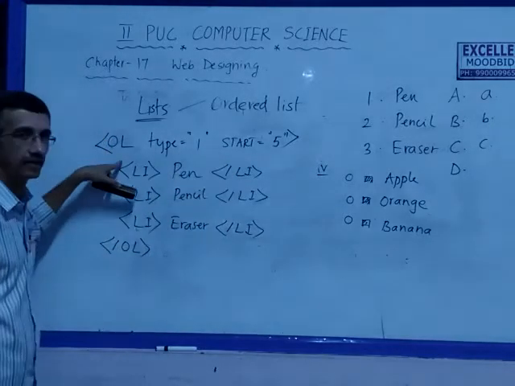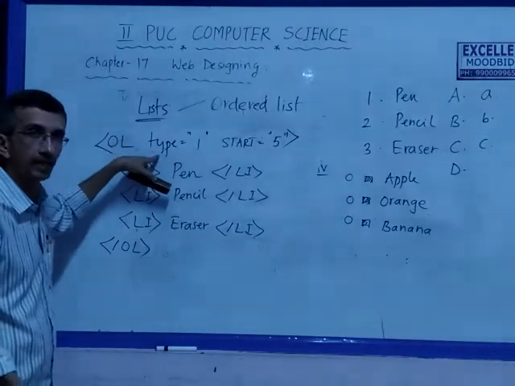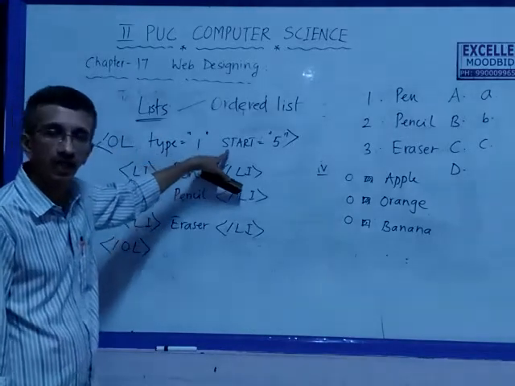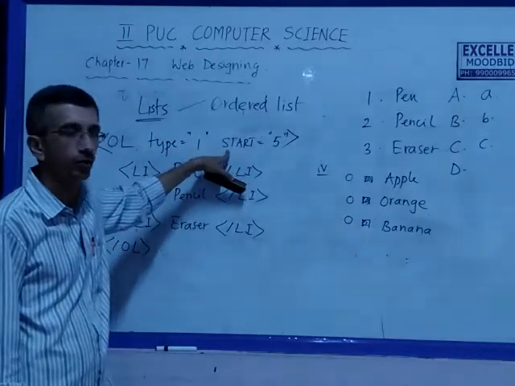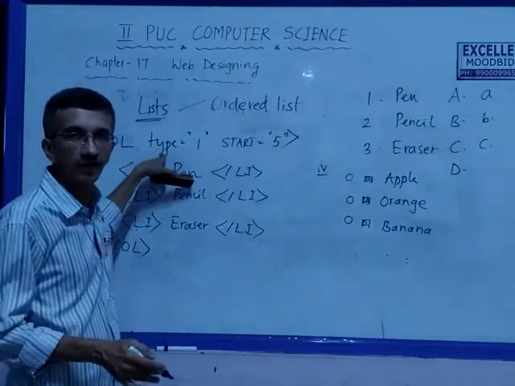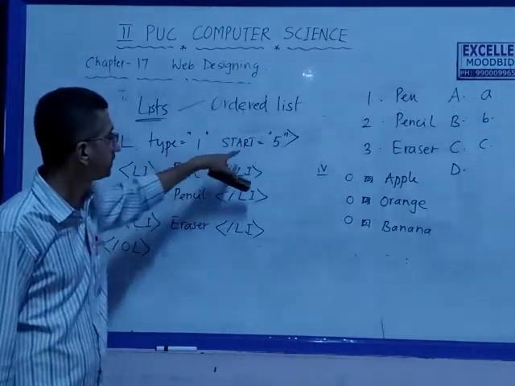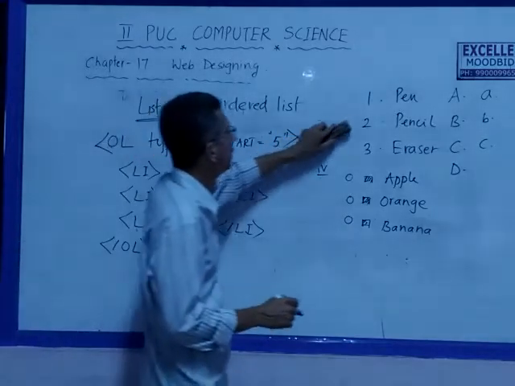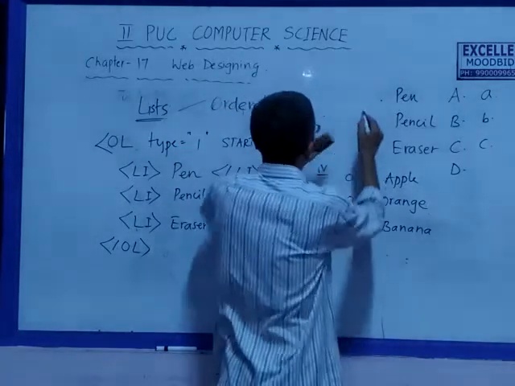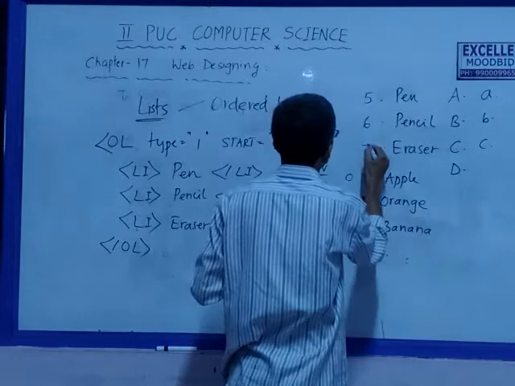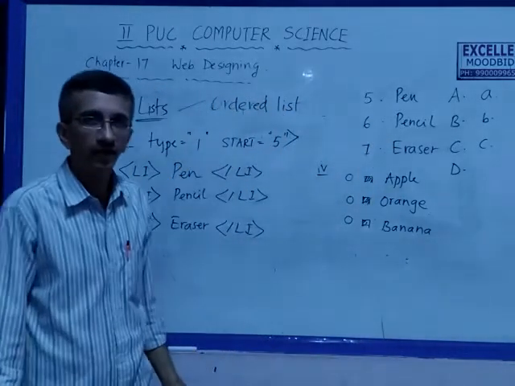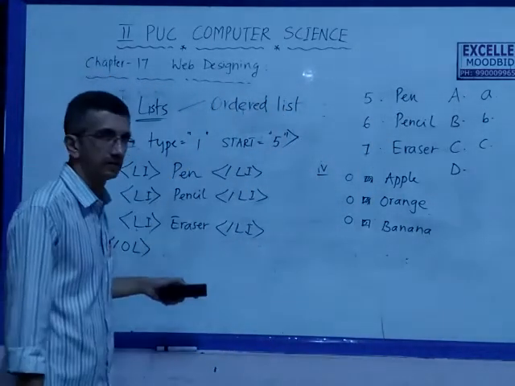So OL is the tag name, type is also an attribute, and start can also be given as an attribute. Type specifies the type of the list marker, whether it is numbered or alphabet or Roman, whereas start gives the starting number. So this list will start with 5, 6, and 7. So this flexibility we are having in creating ordered lists.